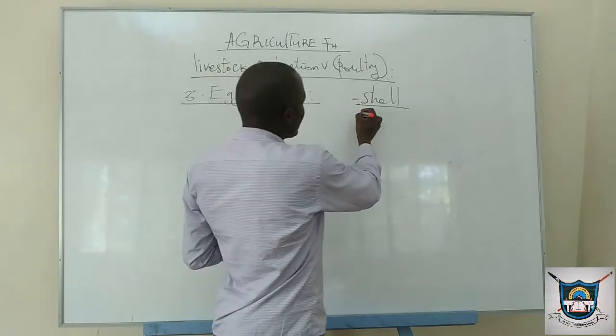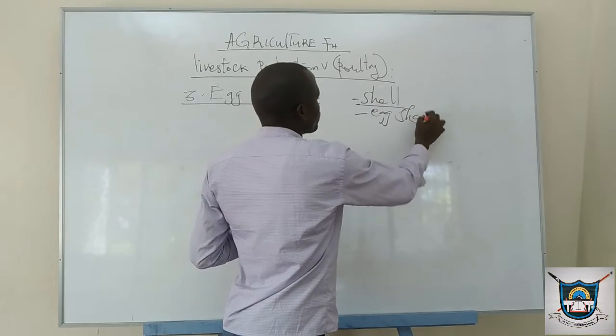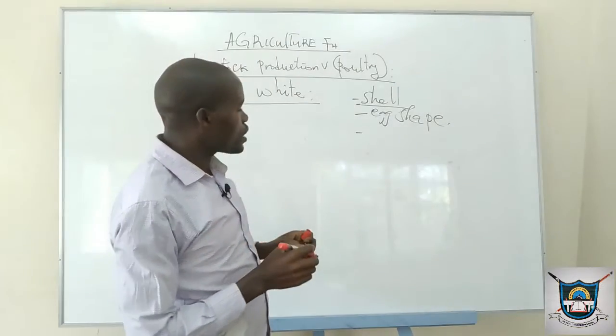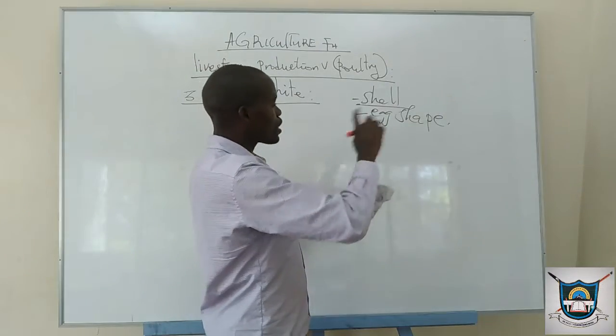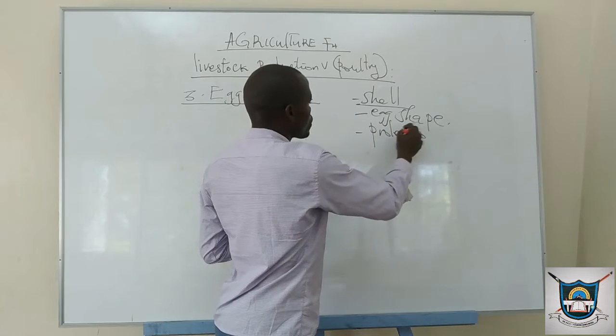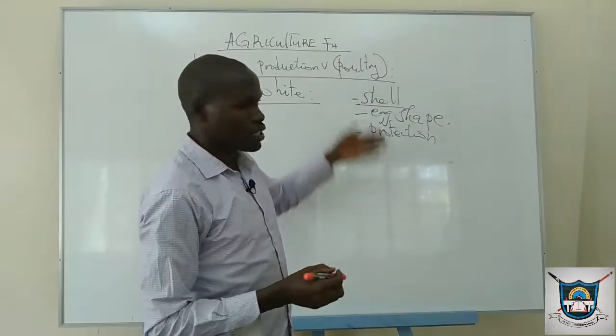One, we said that the shell gives the egg its shape. That is one role of the shell that we gave. And again, we also said that the shell gives protection to the inner content. Those are some of the roles of the shell that we looked at.